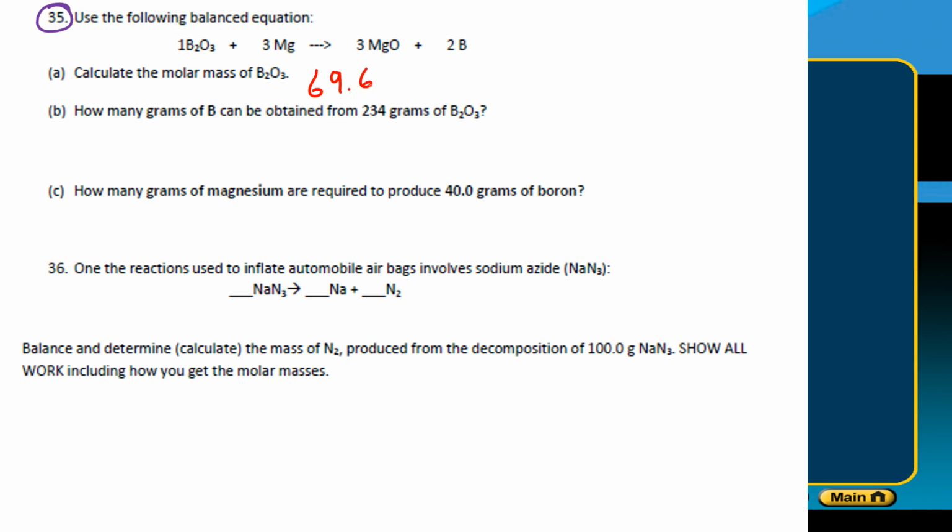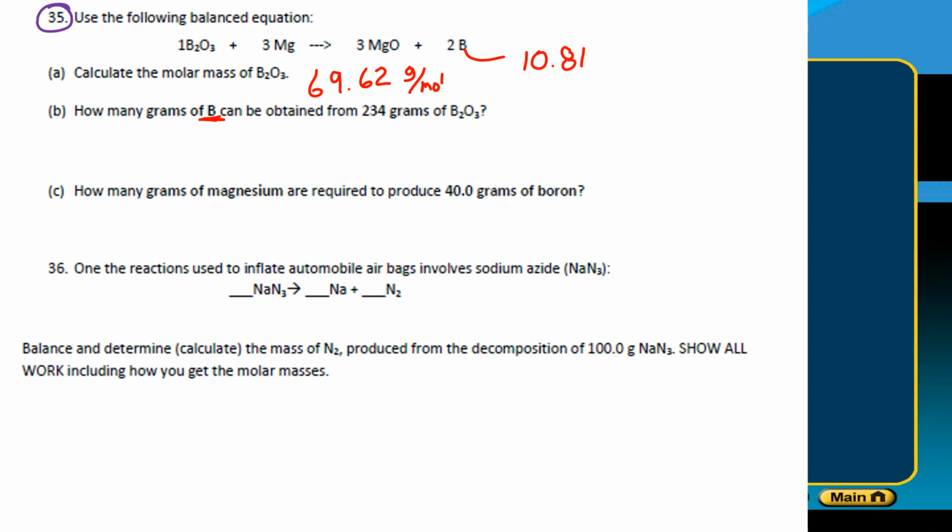69.62 grams per mole. The other thing that I went ahead and did, because I knew I was going to need it later, because I needed boron. Remember that boron, since it's just a singular element, there's no molar mass to calculate. You just look it up off the periodic table. Boron's 10.81 grams per mole.